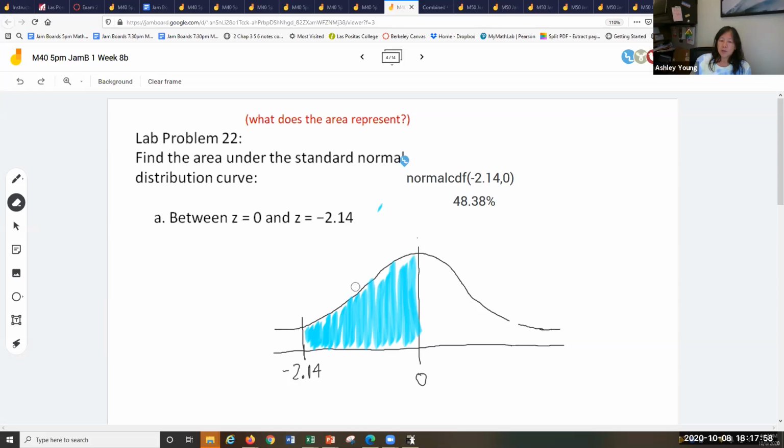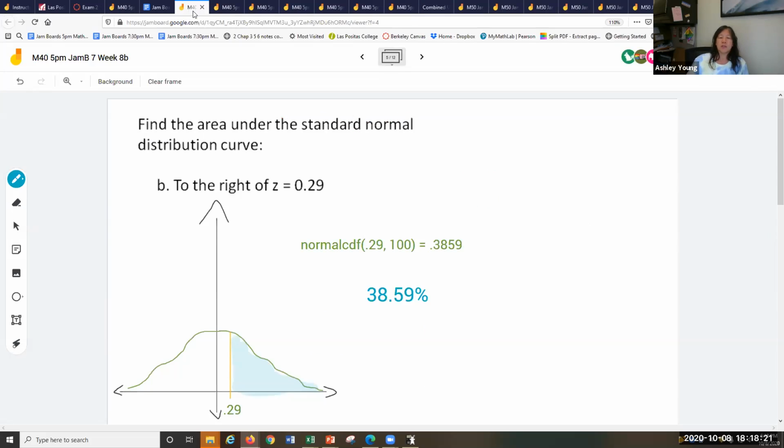Perfect. So ideally, always the first thing I want you guys to do is draw a picture. So draw a picture, put in your z-scores. So they put the z-scores, zero right in the middle, and they shade it between them. And then that helps you tell yourself what to do normal CDF of. Perfect. Good. Number B is 22B, group 7.